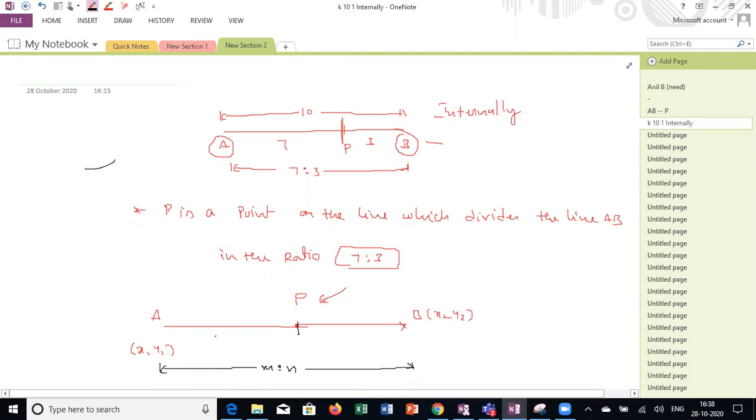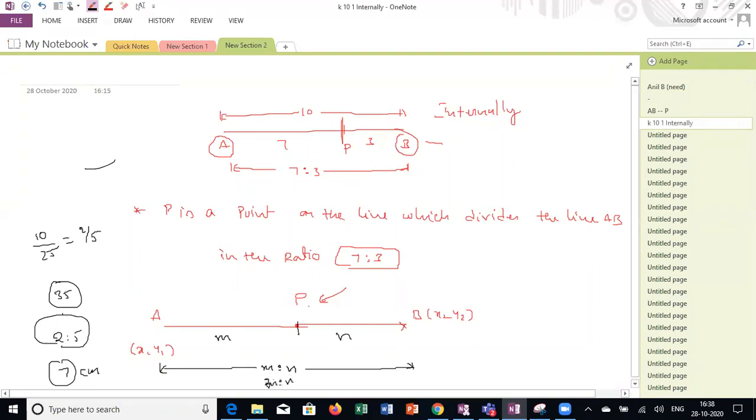Got it, what I'm saying? AP length is m and BP length is n times some common constant. Suppose it is 10:25, I can say the m:n value is 2:5. Even though the total length is 35, the ratio I'm getting is only 2:5. Because of this, I can't say the total length is 7 centimeters. So if the ratio is m:n, then how do we find the coordinates of P?